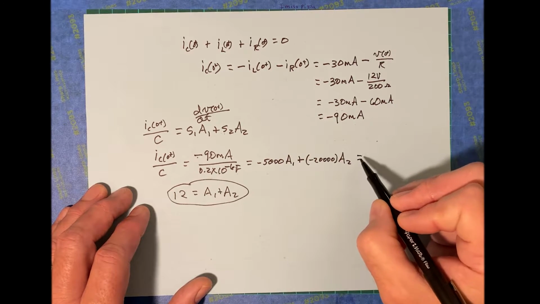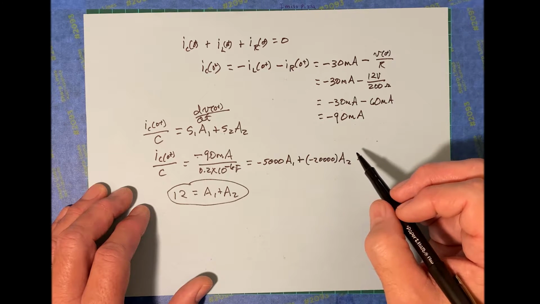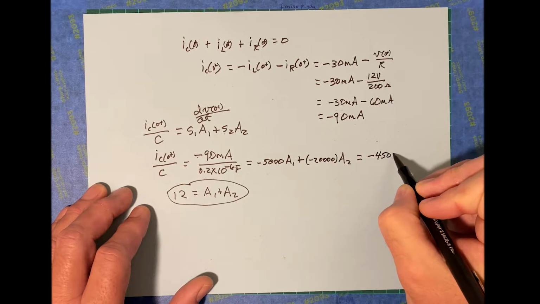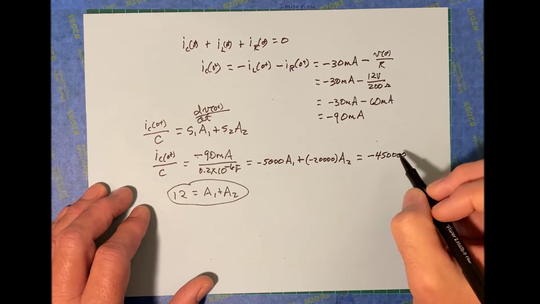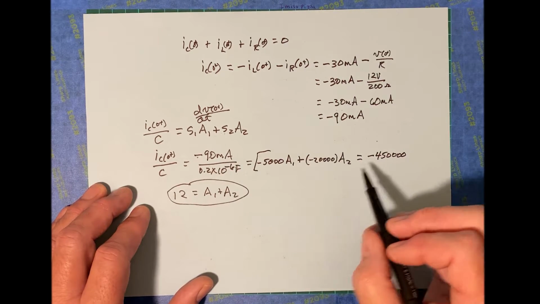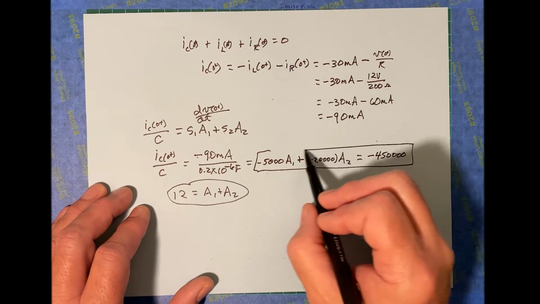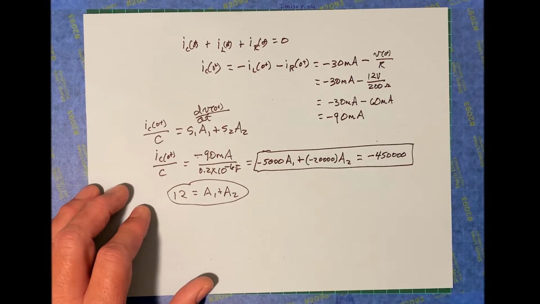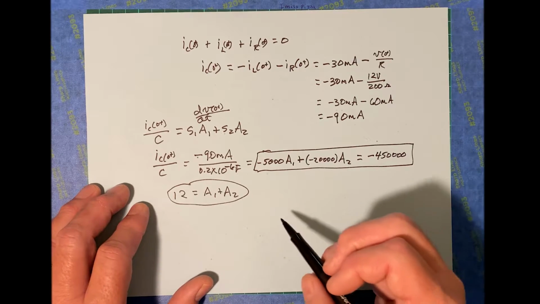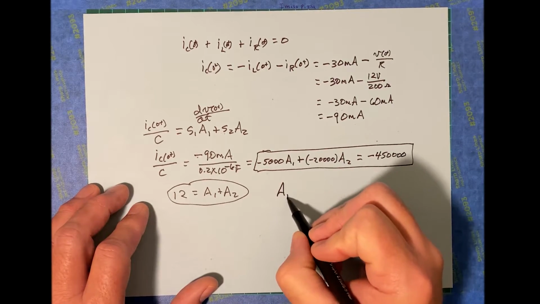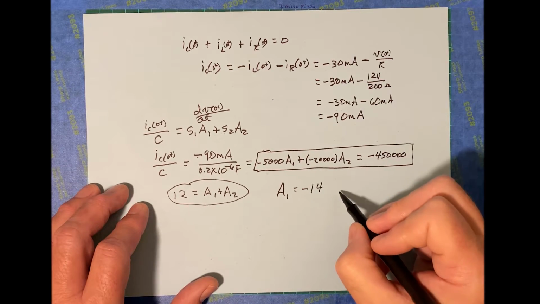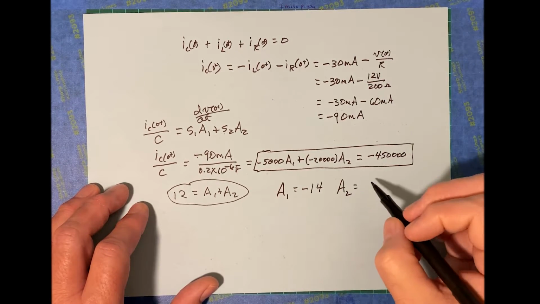If you do, let's see, minus 450,000. I think when you evaluate this, pretty sure you end up with that number right there. So there's our one equation. Here's our other equation. We have two equations, two unknowns, so we can get our A1 and our A2 at this point. You do that, and you end up with A1 equals negative 14, A2 equals 26.